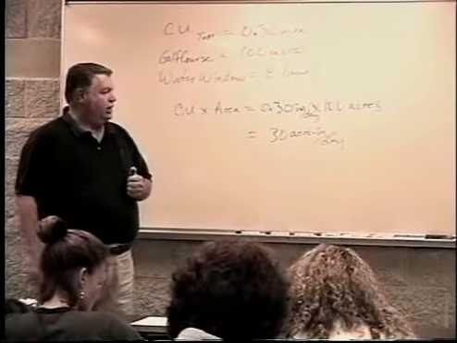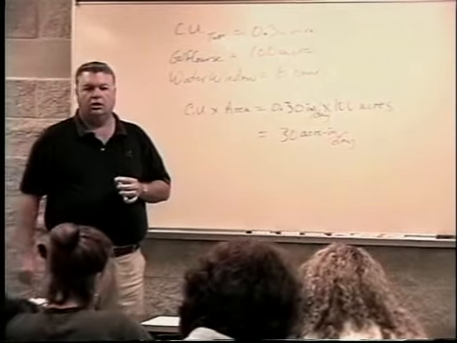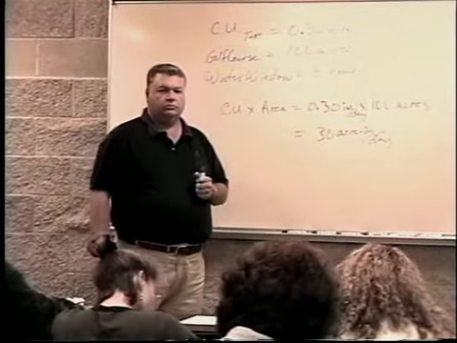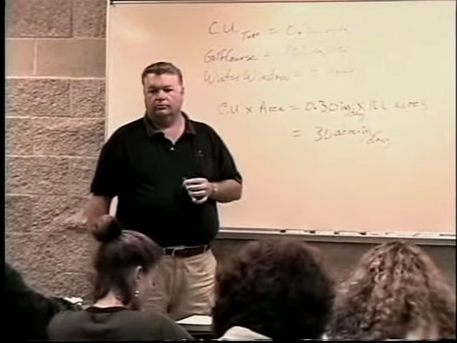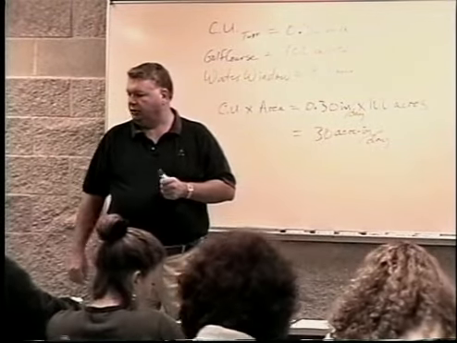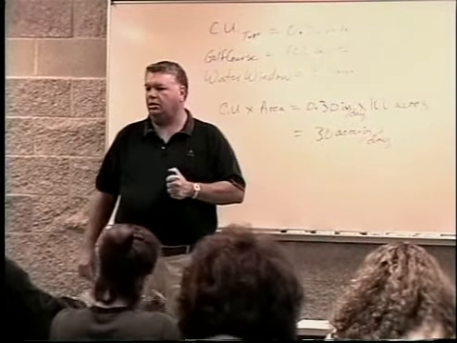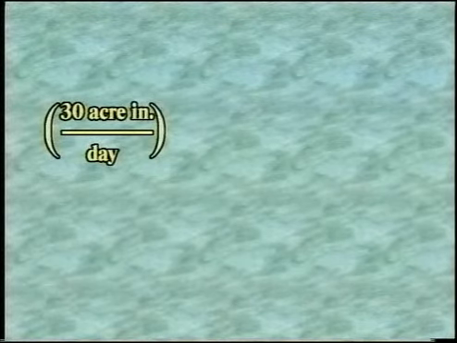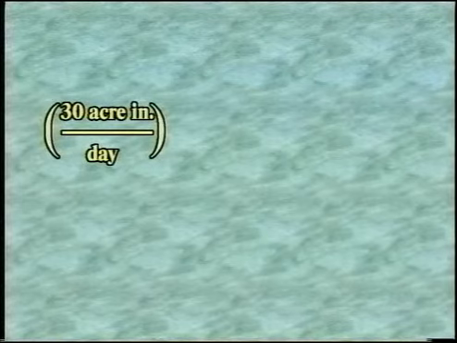Now we can convert acre inches per day into gallons per minute. And if you look in the back of your irrigation text, there should be some multipliers to do that. And we see that an acre foot is equivalent to 12 acre inches. So I'm going to have to do some converting here.